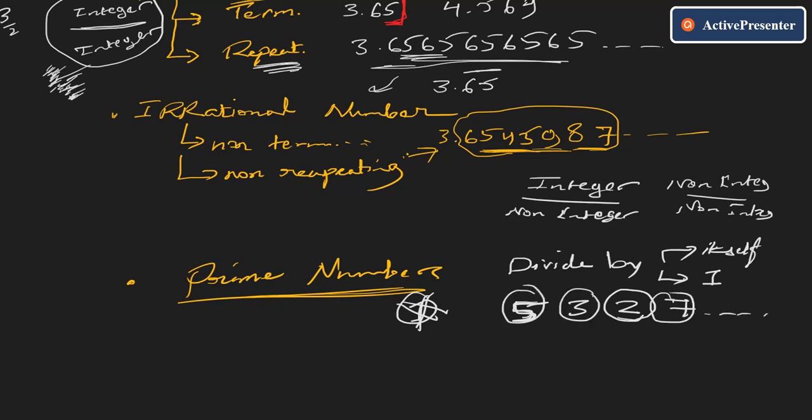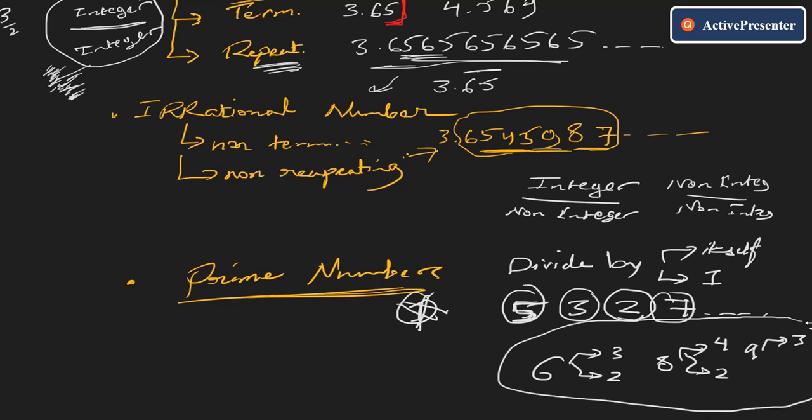And so on. If we say 6, is this a prime number? No. 6 can be divided by 3 and 2. 8 also can be divided by 4 and 2. 9 also can be divided by 3. So, then what are these numbers? These numbers are simply composite numbers.